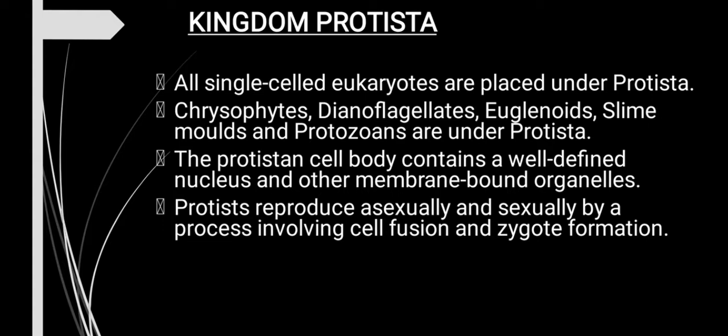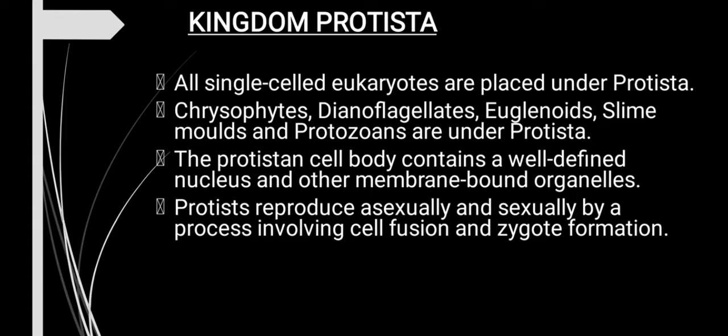Who are the eukaryotic organisms? Those organisms that have the genetic material or the nuclear material surrounded by a well-defined or organized nuclear membrane are called eukaryotes. So if an organism is unicellular and has a eukaryotic nucleus, it comes under kingdom Protista.